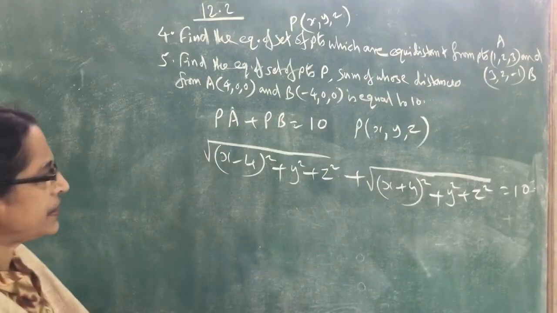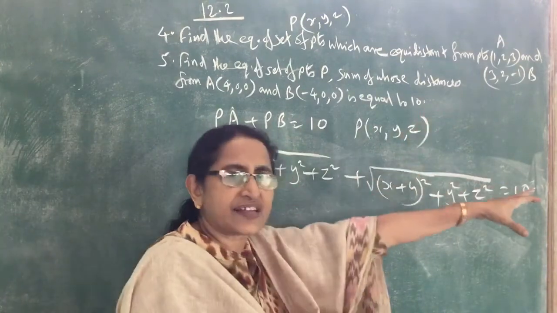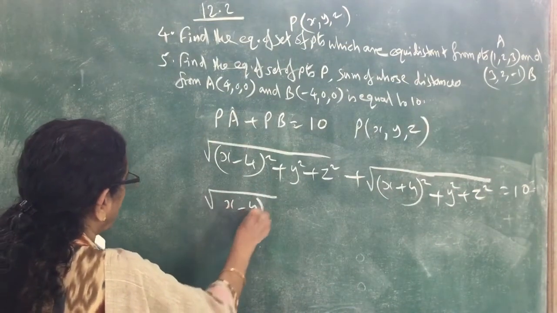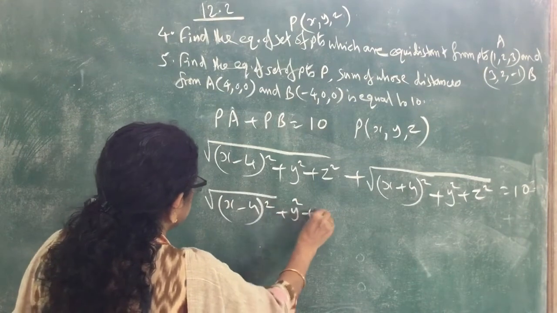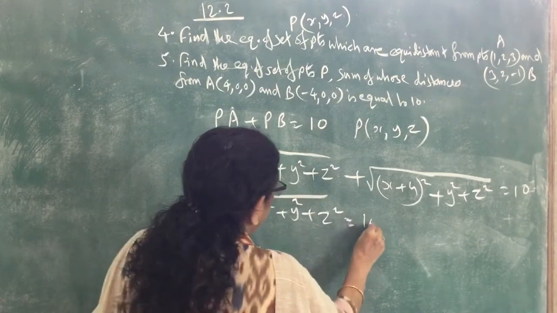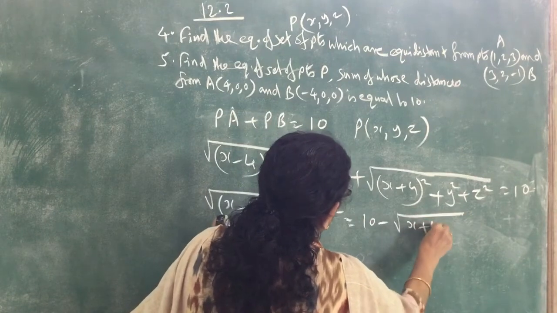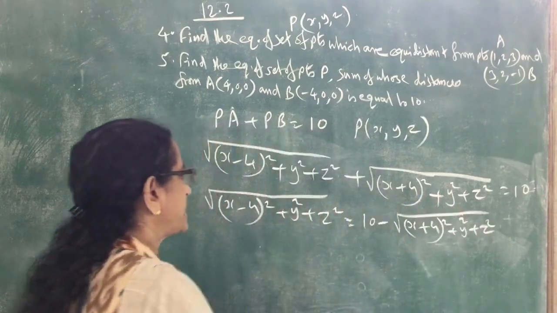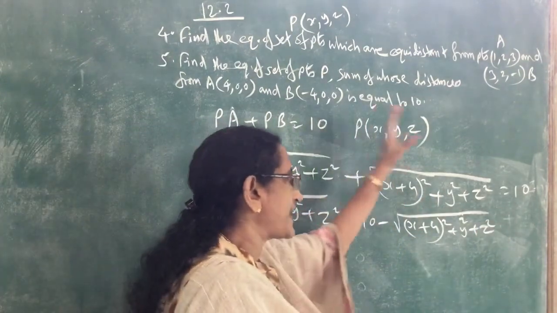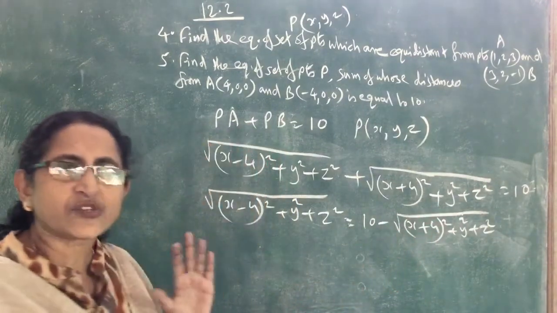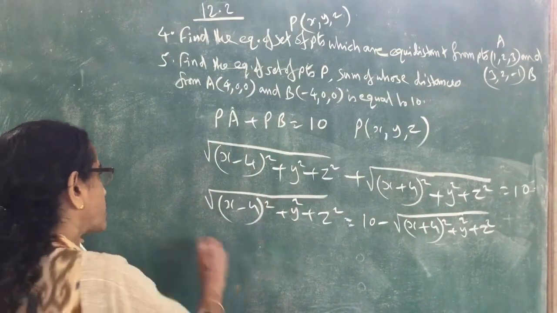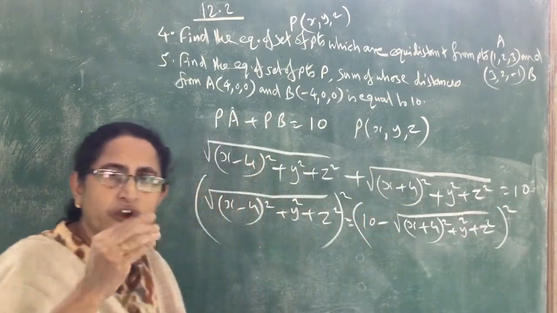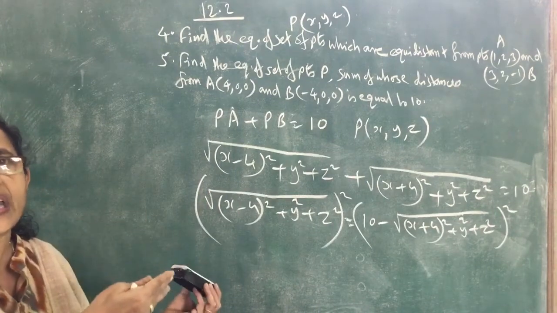Now we take one term to the other side, then we square both sides. So we get square root of (x minus 4) whole square plus y square plus z square equal to 10 minus square root of (x plus 4) whole square plus y square plus z square. First we take this term to the right side, so it becomes 10 minus that. Now we square both sides. Both sides we have to take the whole square. We cannot take the square of each term separately. Left side whole square equal to right side whole square.